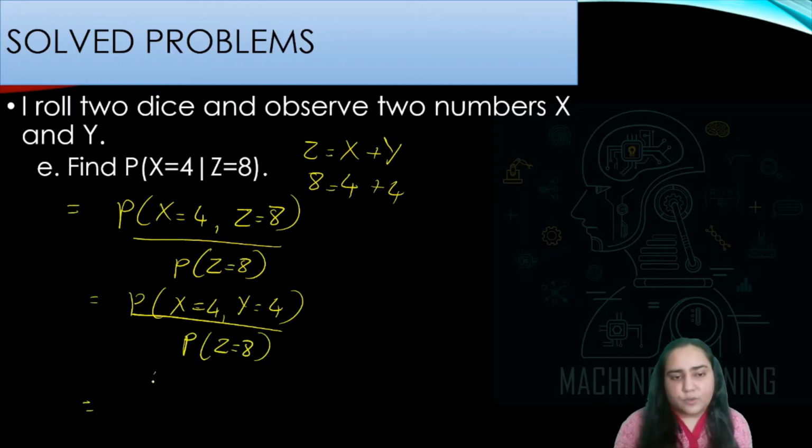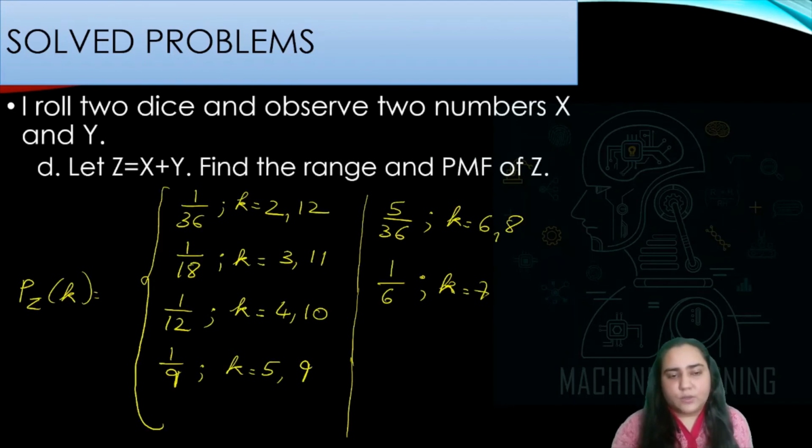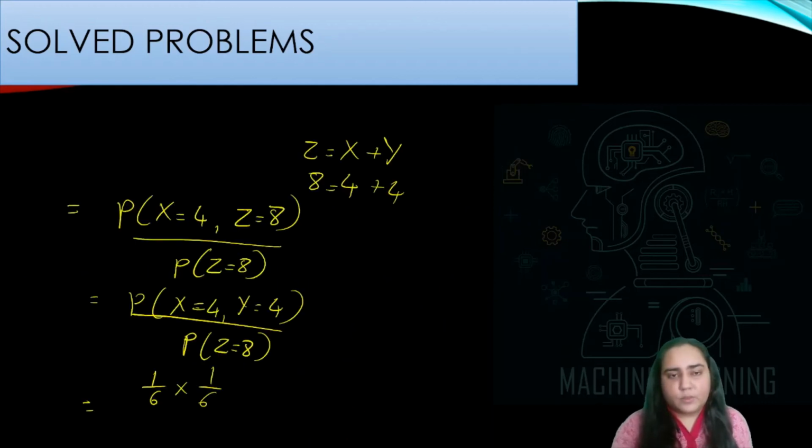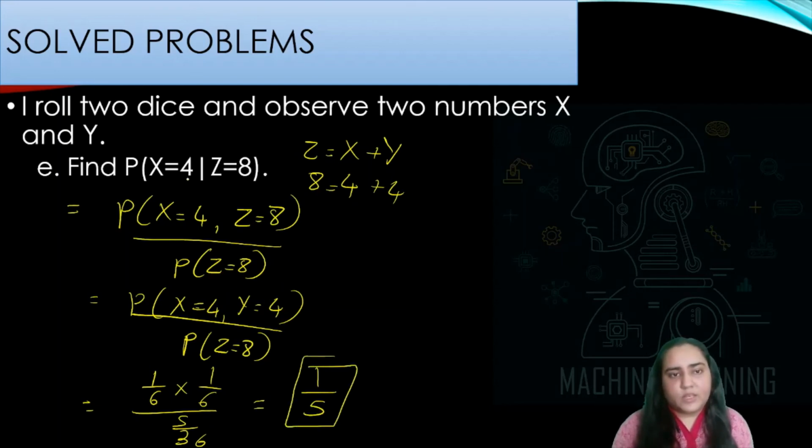We know that the probability of x equal to 4 is 1 by 6, and y equal to 4 is also 1 by 6. And for z equal to 8, we can just go back and check. So for z equal to 8, we have 5 by 36. So we can just put those values here, divided by 5 by 36. And that whole thing will be equal to 1 by 5 when it is evaluated. So this is the probability of x equal to 4 given z equal to 8.